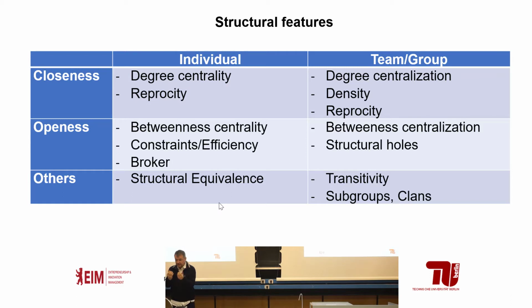Also others are subgroups, clans, which looks at these clusters, if the network is really clustered in something which is labeled in subgroups or clans, or transitivity, which looks at triads, stable or unstable triads. So is a friend of mine also the friend of the other friend, and is the other friend also my friend? Do I have a stable triad or do I have an unstable triad in social networks?